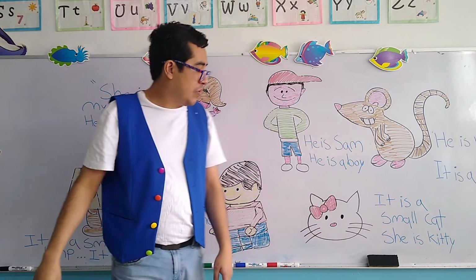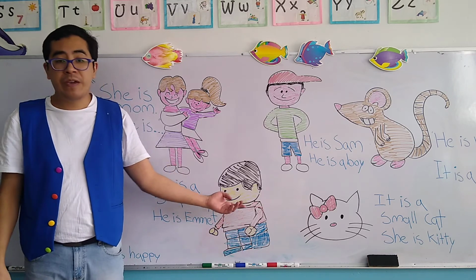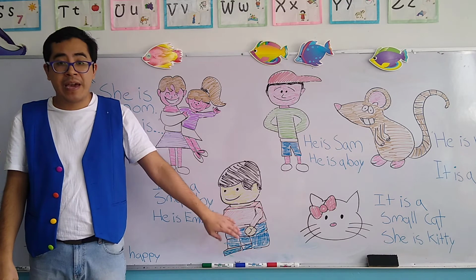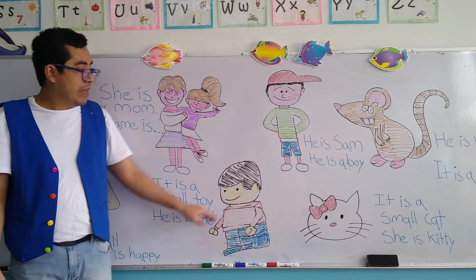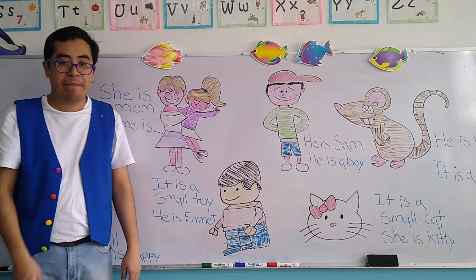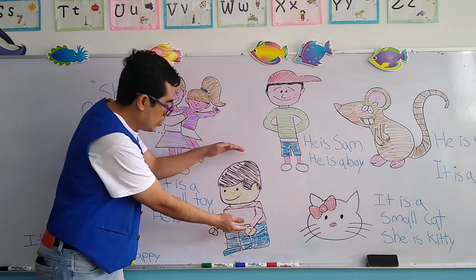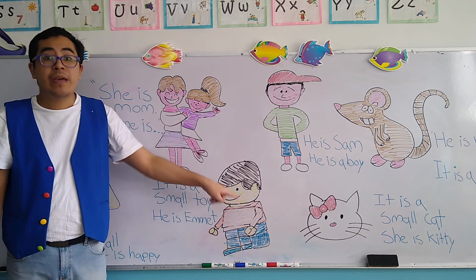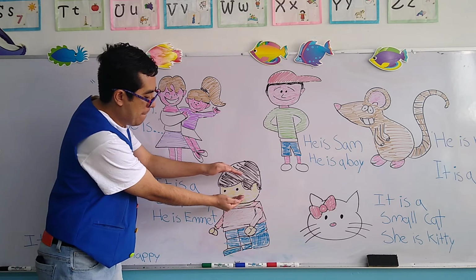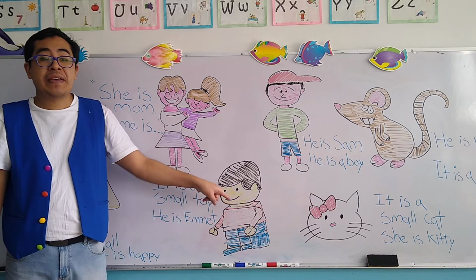Let's continue with the second sentence. Remember the Lego figure. And the Lego figure, I also put him a name. His name is Emmett. So it says, it is a small toy. One more time. It is a small toy. He is Emmett. Es un juguete pequeño. Él es Emmett. He is Emmett.